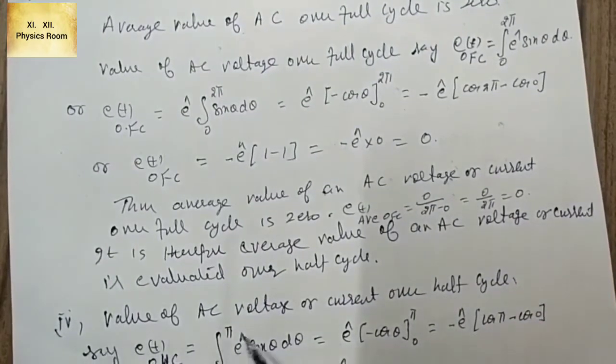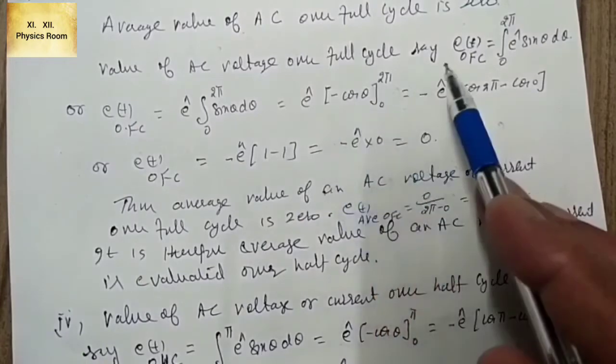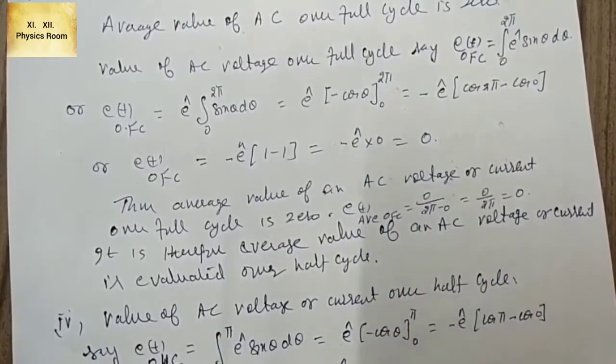Now, value of AC voltage or current over half cycle. Say e(t), I am taking the voltage equation. When you start with the current equation, then you have to continue with the current equation. Since I have taken the voltage equation here, in continuation we deal with the voltage equation.